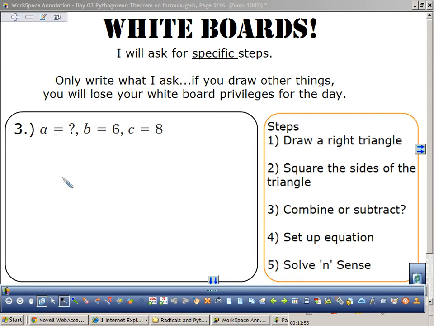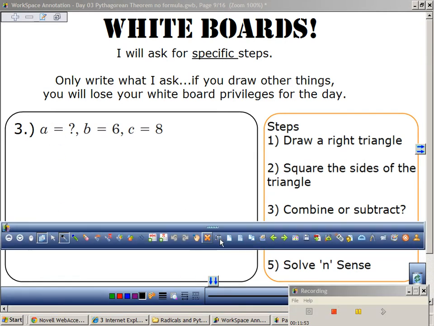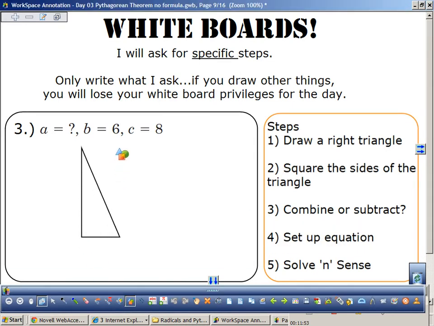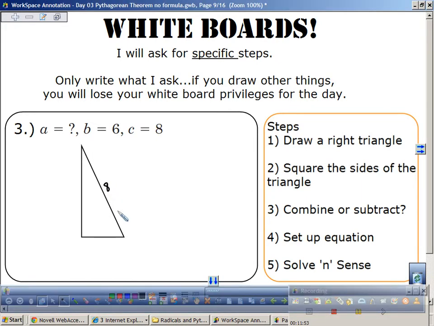Okay, so I draw myself a right triangle. I'm actually going to make a really pretty one. Here's my right triangle. Alright, so if this side is 8, and this side is 6, it doesn't matter which one, right?